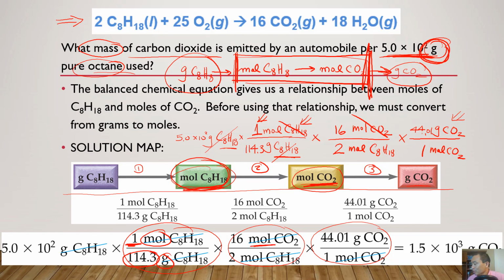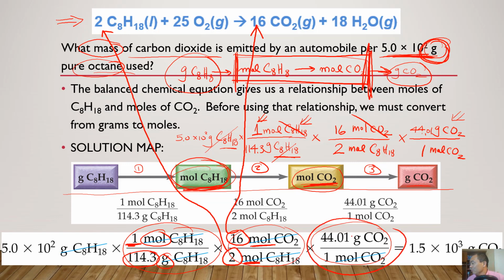If it's molar to molar, that relationship is derived from reading the balanced chemical reaction. So the reason you have 16 is because, look, you have 16 over here. The reason you have 2 over here is because you have a 2 over here. Now for the last relationship, why do we have a 1 here, not 16? Because grams in the mole is molar mass by definition. So it's always 1 mole of something equals formula mass grams.